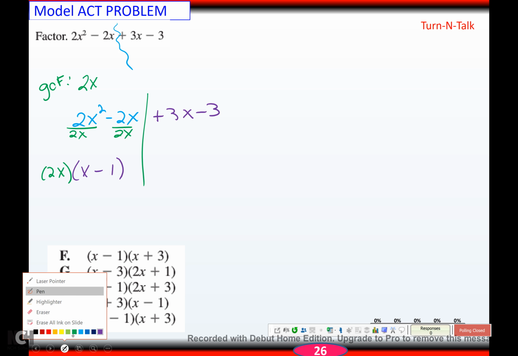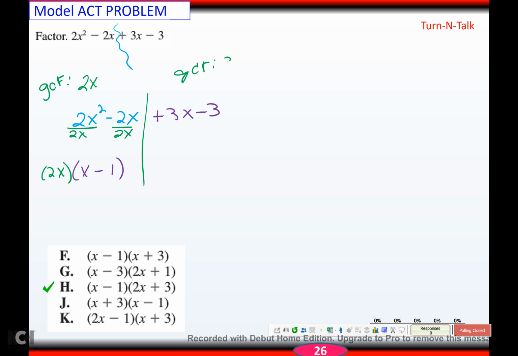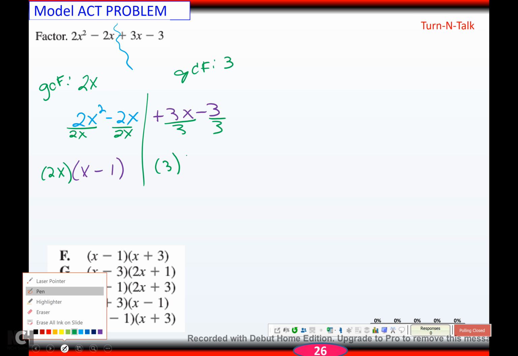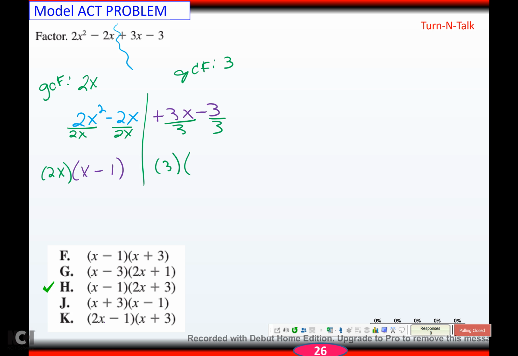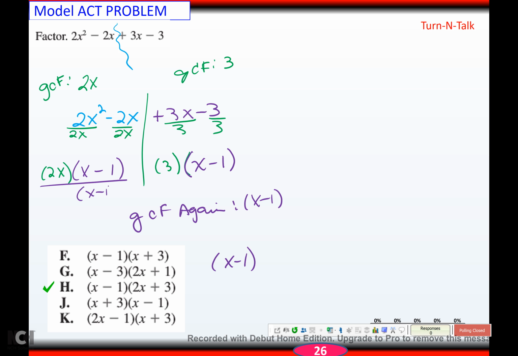Okay, on the other side, my GCF over here is a 3. So I have 3. To get what's left, I divide by it. And what's left is going to be 3x divided by 3 is x. Negative 3 divided by 3 is negative 1. So now I'm going to GCF again, which your GCF again is the matching bino. So mine is x minus 1. So x minus 1. To get what's left, you divide by x minus 1. And what's left is what's green, which is 2x plus 3. Okay?